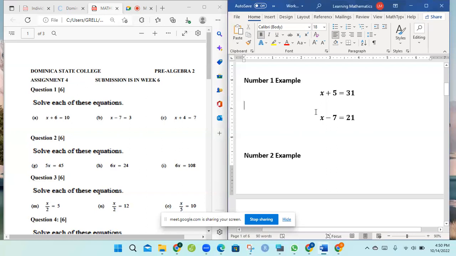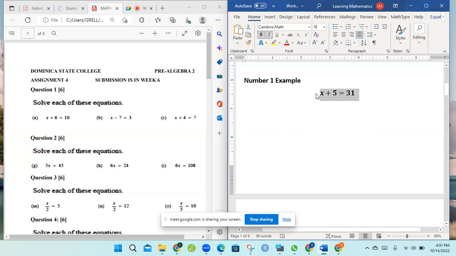And here we have 2 examples. We'll start with this example. As I'm doing this example, you can be doing the questions in number 1 of assignment 4. You have 3 of them to do, very simple questions. So as you are doing this, you are advancing on your assignment at the same time.